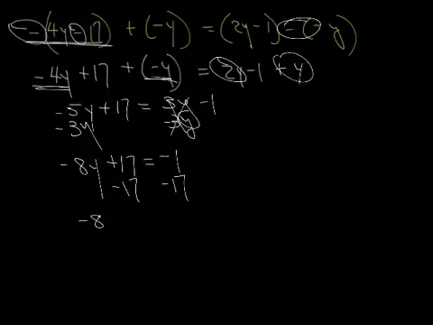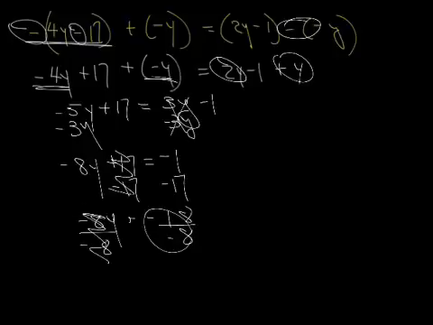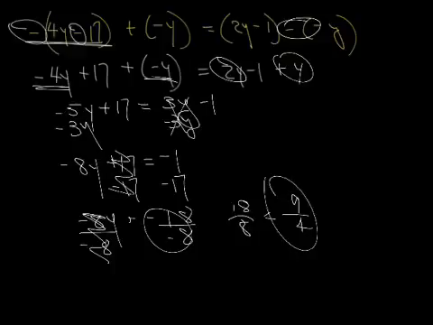So I get negative 8y, and those go away, equals negative 18. And then I divide by negative 8, divide by negative 8, and those go away. This gives me a positive 18 over 8, and that reduces to 9 over 4, and you're done. Okay, that's it for lesson 31.